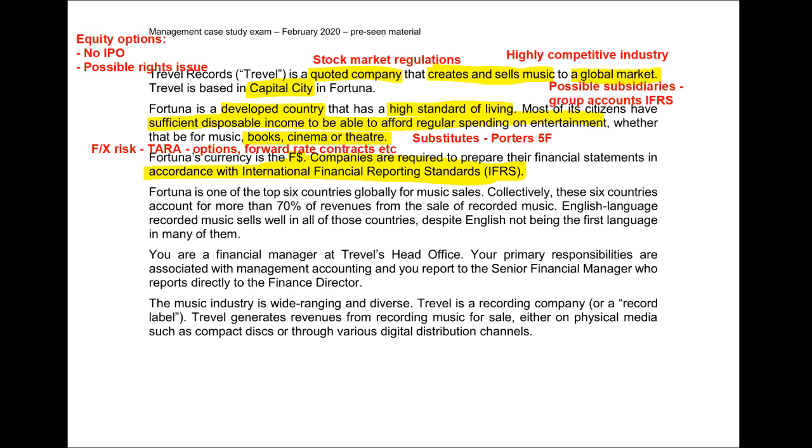Next, we see that Fortuna is one of the top 6 countries globally for music sales, and collectively these 6 countries account for more than 70% of revenues of the sales of recorded music. So in this case, we immediately see there's quite a high sensitivity to those key markets. So we're going to be heavily centered on those 6 countries, and if we were to average those across that 70% of revenues, you're looking at roughly 12-ish% in terms of how much they are each relevant to our revenues, which is quite a significant portion.